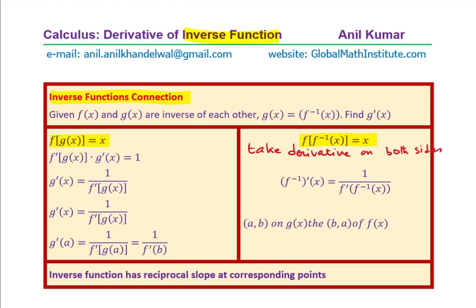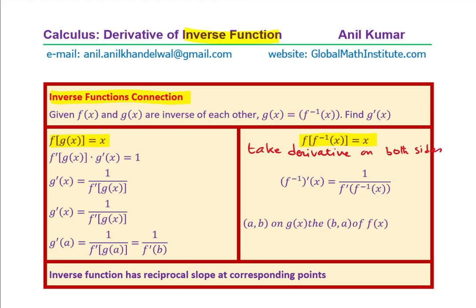And from here you can isolate the derivative of the inverse function. You get the idea? So the derivative of the inverse function is equal to 1 over the derivative of the function at g of x. So what I'm trying to say here is we got a general formula. We could write this as the derivative of f inverse of x equals 1 over f prime of f inverse of x, because g of x is basically the inverse of f of x. So that is what we get.